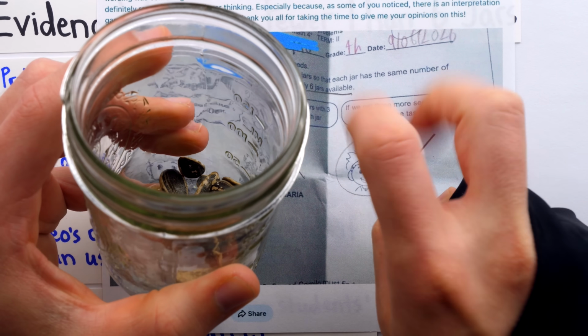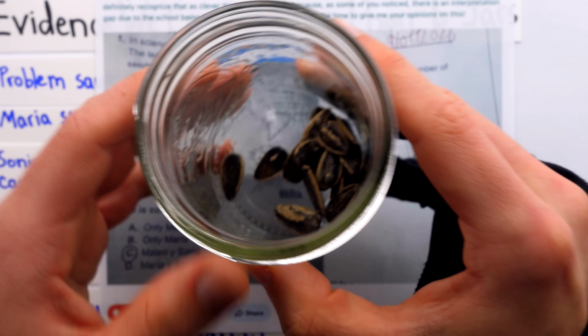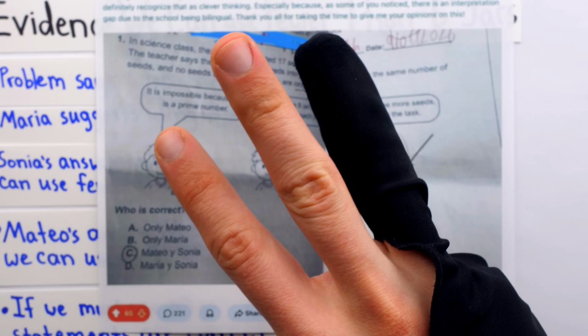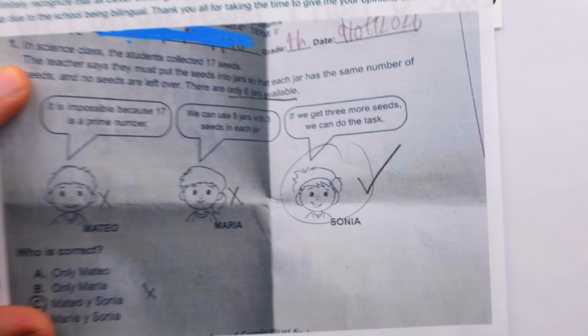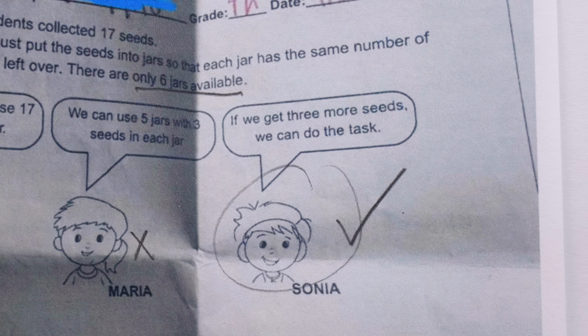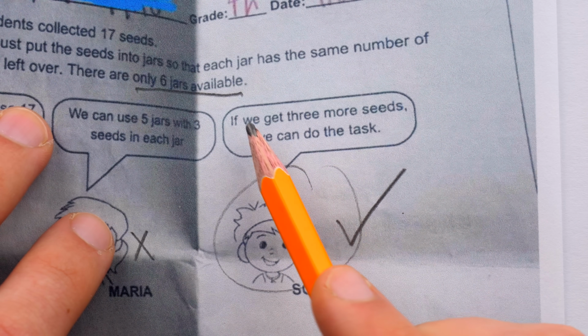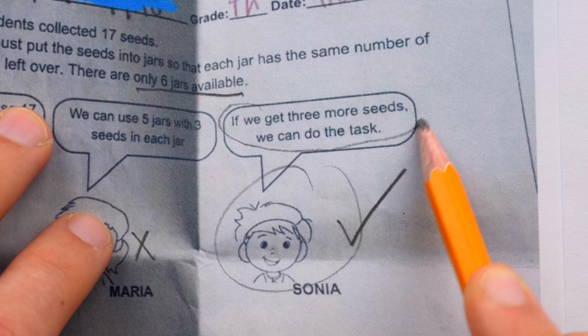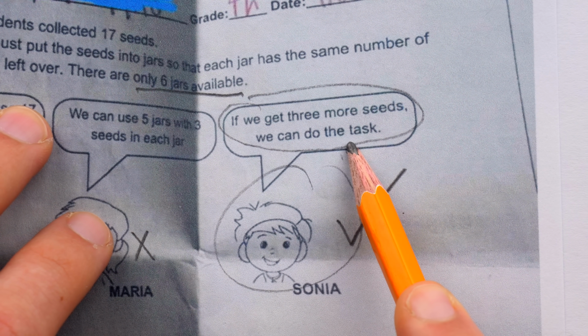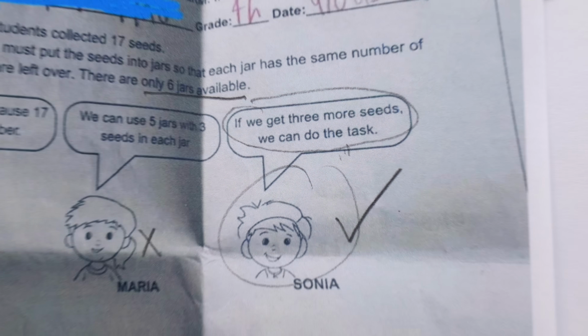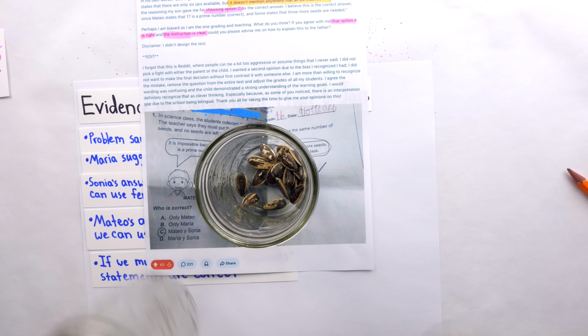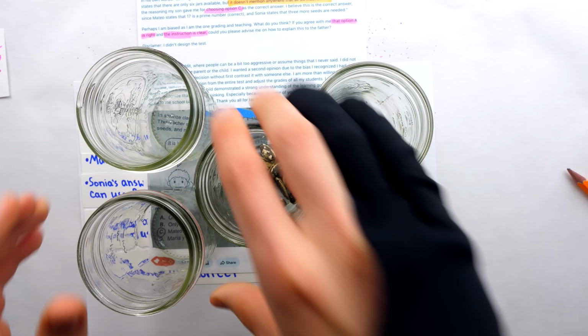Then, technically, every jar that we used has the same number of seeds. It's 1 jar with 17 of them. So we certainly don't need 3 additional seeds to make it possible in that situation. However, Sonia is still technically right. We can do the task now, but if we get 3 more seeds, well, we could do the task then also. And while that might just seem correct on a technicality, in math, being technically right is the point.